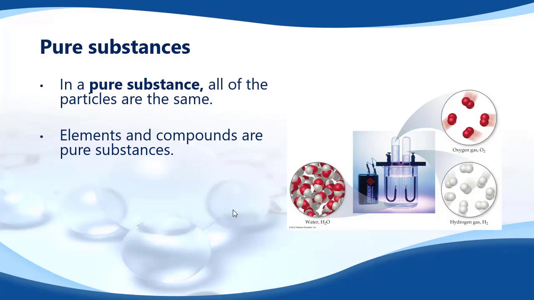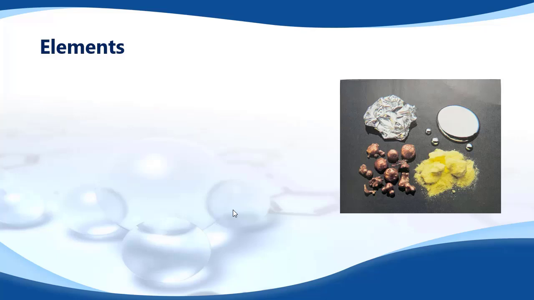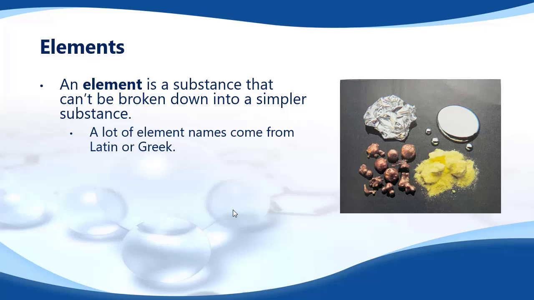Now, one of the things that you can do is you can break compounds apart into their elements using what are called chemical changes. We'll get to that again in the next video. Right, so the chemical change that we're doing here is we're adding electricity to water, and that's causing the water to change into hydrogen gas and oxygen gas. All right, so elements. An element is just a substance that cannot be broken down any further into any simpler substances that still have those same properties.